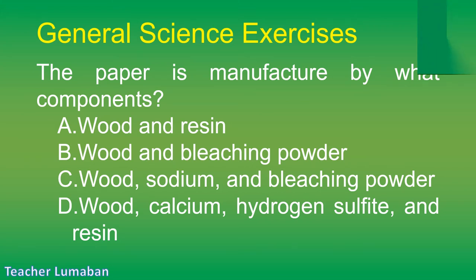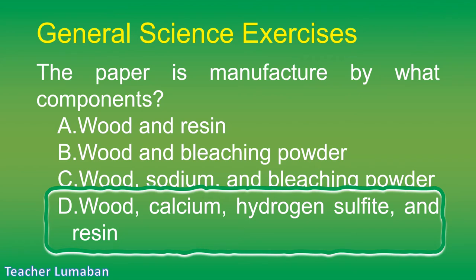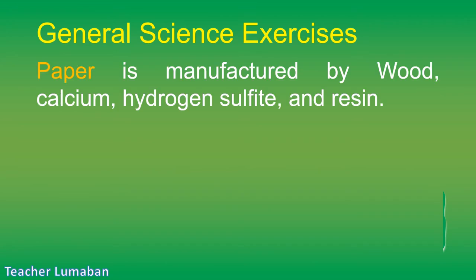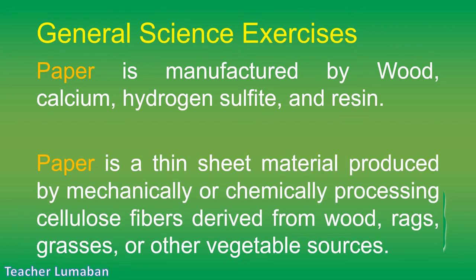The correct answer is letter D, wood, calcium, hydrogen sulfide, and resin. Paper is manufactured by wood, calcium, hydrogen sulfide, and resin. Paper is a thin sheet material produced by mechanically or chemically processing cellulose fibers derived from wood, rags, grasses, or other vegetable sources.